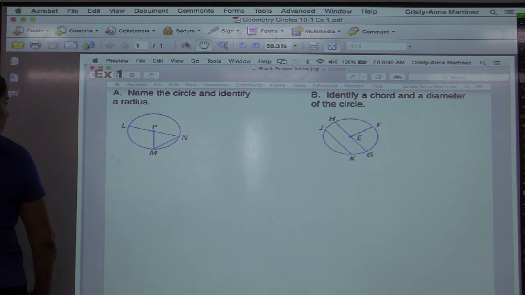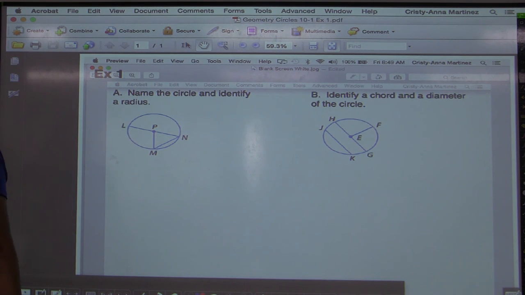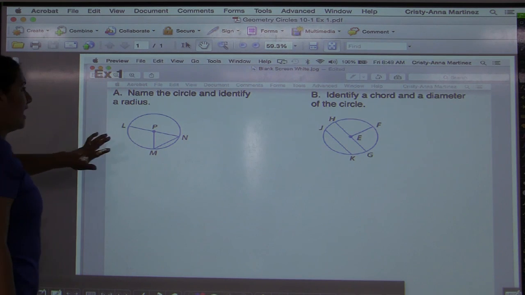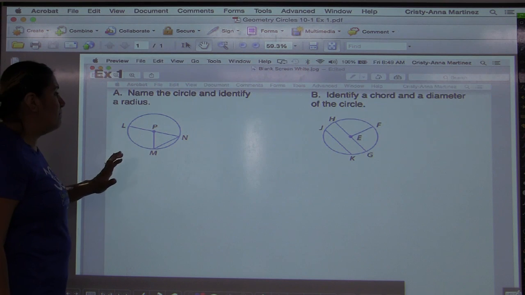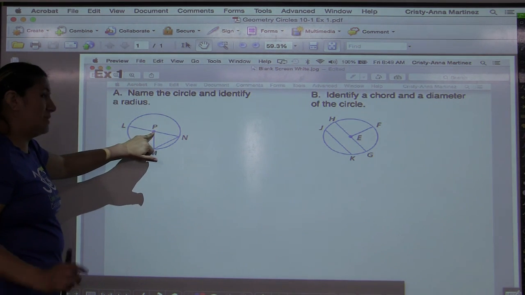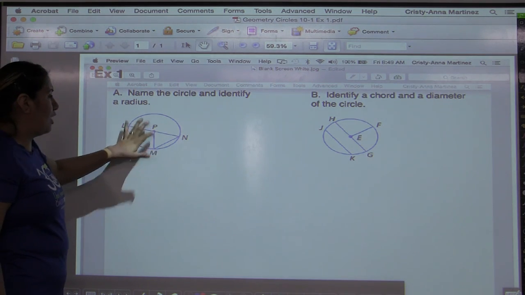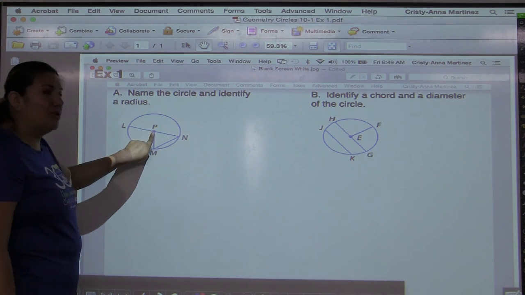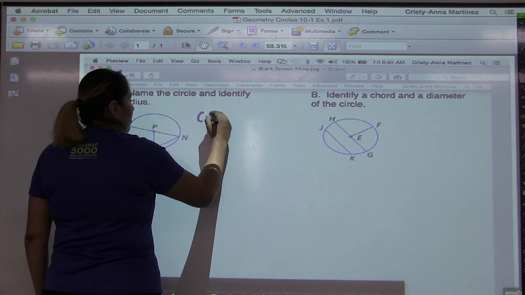In example 1, we have: name the circle and identify a radius. In this diagram, there's actually more than one radius. To name the circle, as we said before, we name the circle by its center. I probably didn't mention that before, but you need to name it by its center. We can't call this circle L, because the center is P.